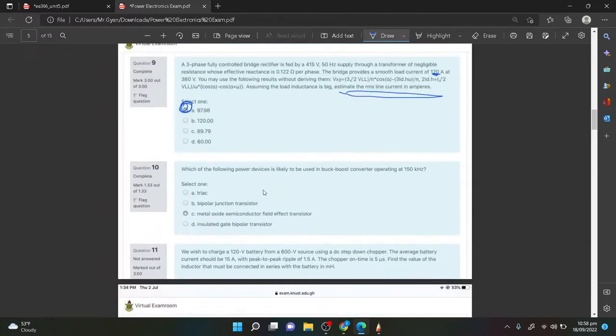Which of the following power devices is likely to be used in a boost converter? That's a MOSFET, high frequency MOSFET. For high power, use a thyristor.